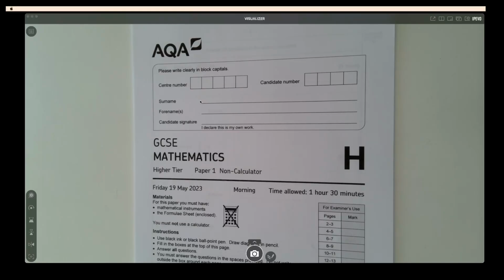AQA paper 1s are non-calculator, so a calculator cannot be used. A little disclaimer, there may be more than one way to answer a question. The methods shown in this video are not the only way some mathematical skills can be applied. Okay, let's get started.